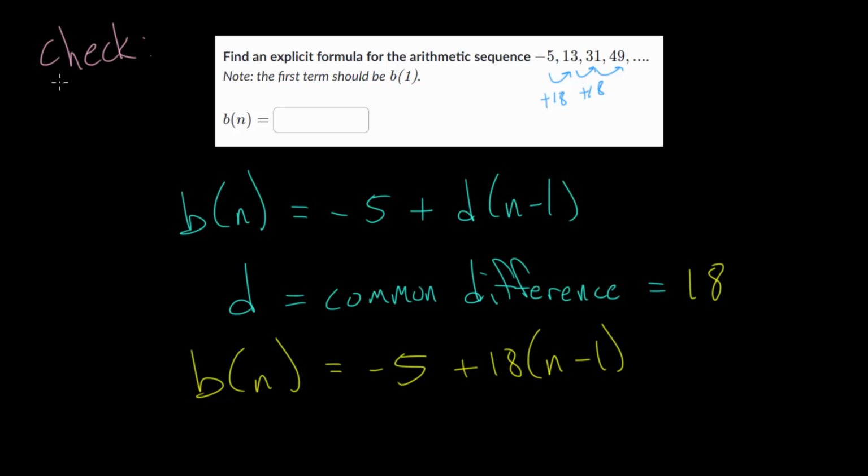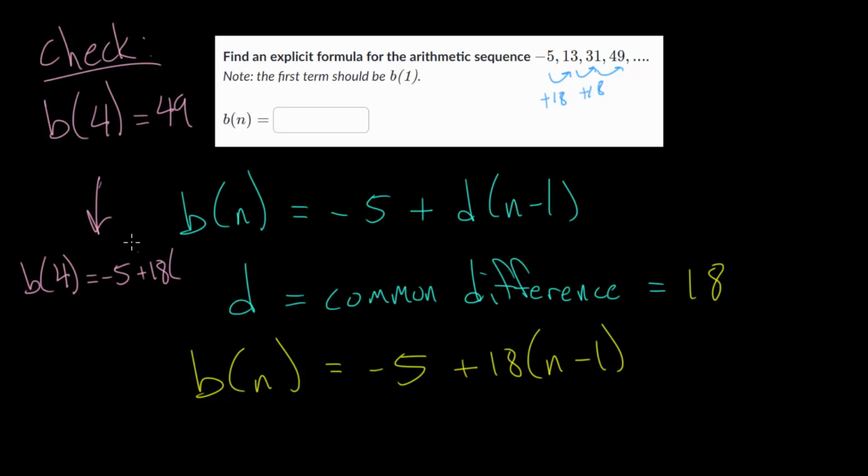So let's check our work here, just to make sure. We want to be certain that this formula is right. So let's find this fourth term again, and you can find whatever term you want besides the first one. But we want to find b of 4 since we know that should be 49. And plugging that into our formula here, so b of 4, we would get minus 5 plus 18, and we want to add 18 3 times, since 4 minus 1 is 3. And 18 times 3 would be 30 plus 24, that's 54. And minus 5 plus 54, that is 49, which is what we expected.